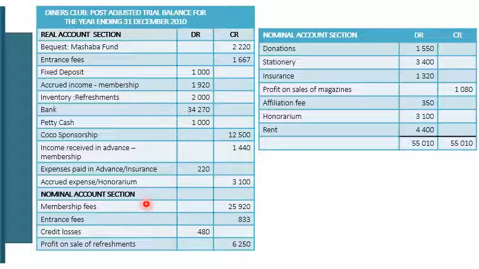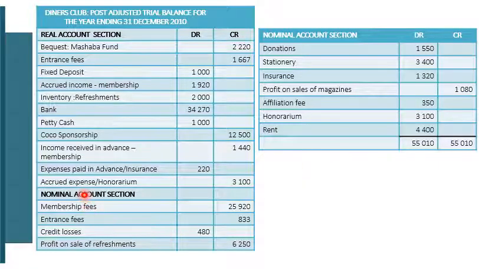Under nominal account section, we are showing now the income and expenses accounts, membership fees, which is income calculated from the subscription fee account, the entrance fees as adjusted, credit losses as shown in the membership fee account, profit on sale of refreshment as calculated from the trading account of the refreshments, donations as shown in the statement of receipts, stationery from the statement of receipts, insurance from the statement of receipts, profit on sale of magazine as calculated, affiliation fee, honorarium, and rent paid. This is the post-adjusted trial balance.